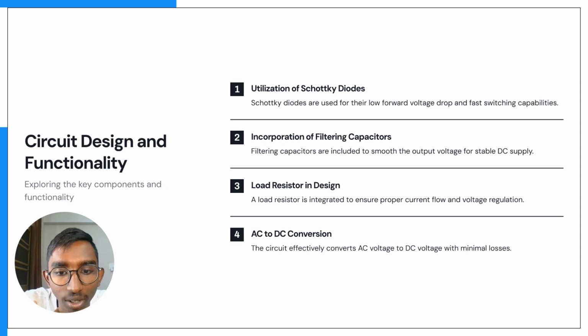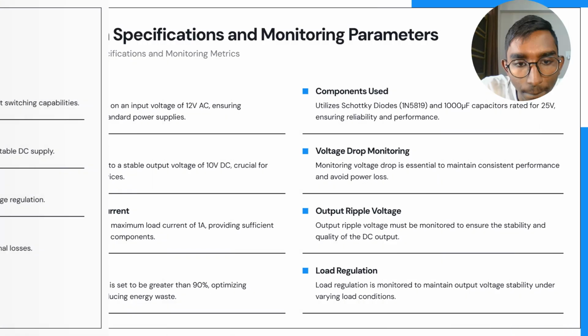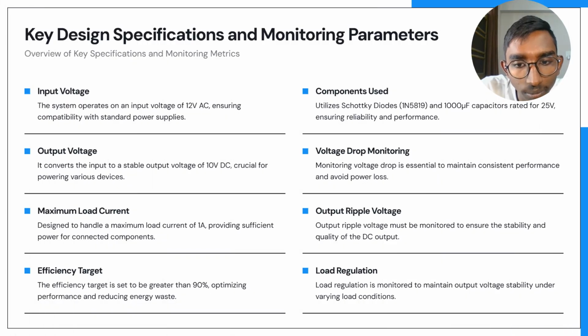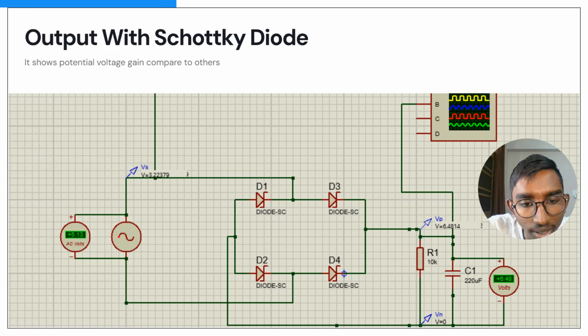So here we made a circuit which explains how the forward voltage drop actually works. So this is the circuit for that. Here you can clearly note that we used Schottky diodes in a bridge rectifier form, which takes the AC voltage of 5.13 volts and converts it to an output of 6.48 volts.